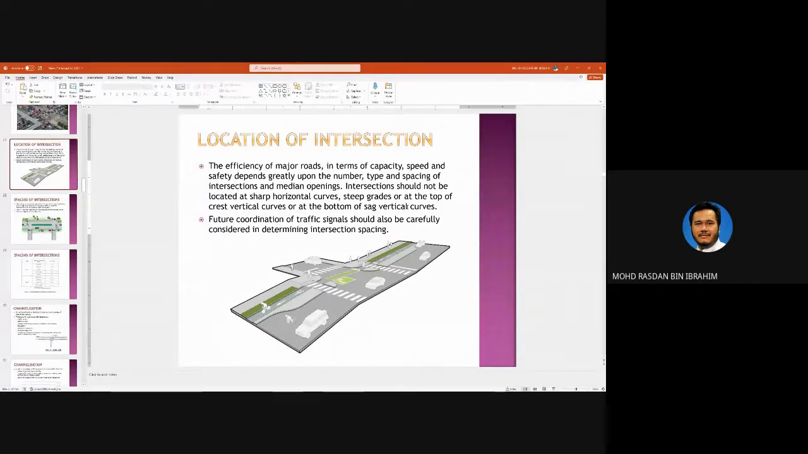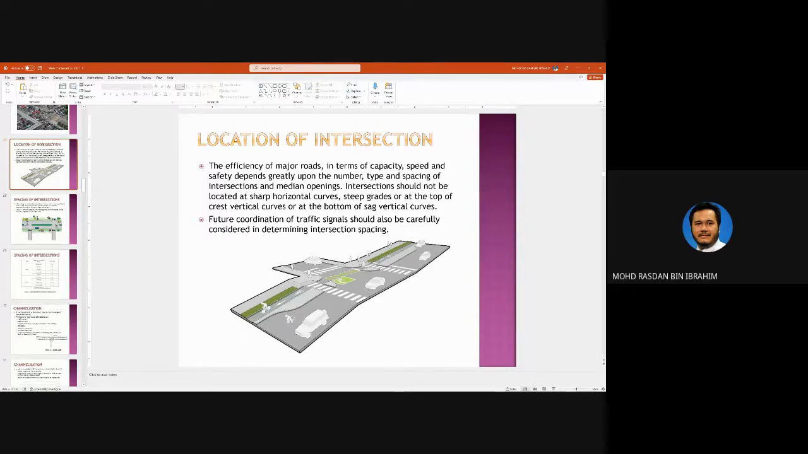I'm sure now you understand what I mean by top of crest vertical curve and bottom of sag vertical curve, right? So you can imagine what will happen if you have an intersection at those points.